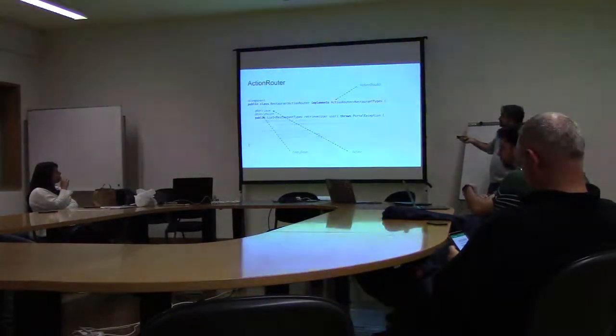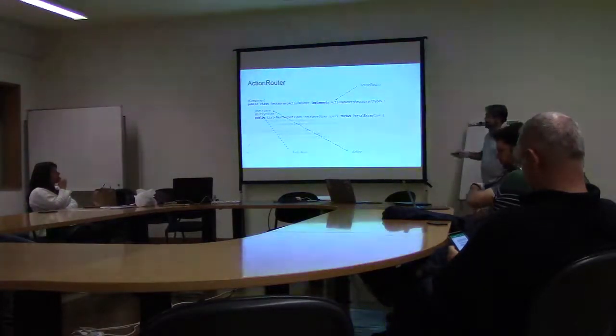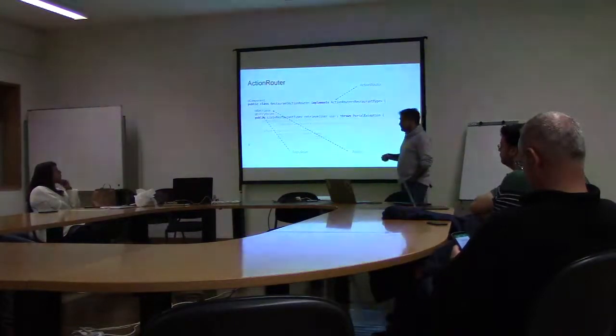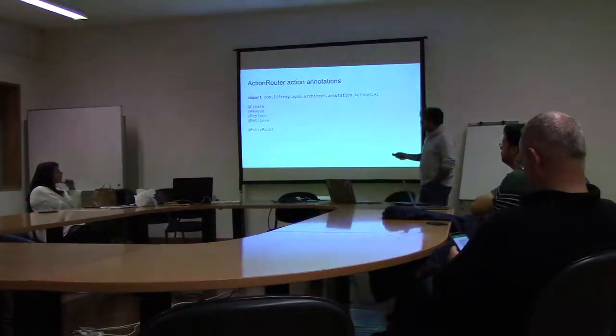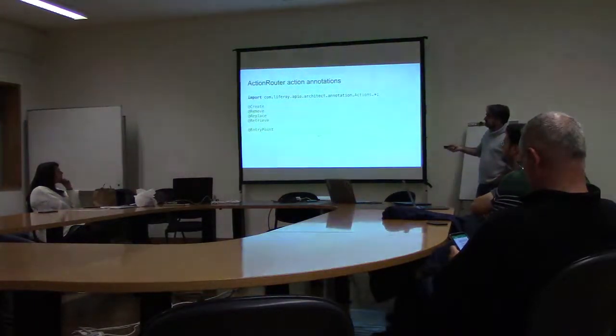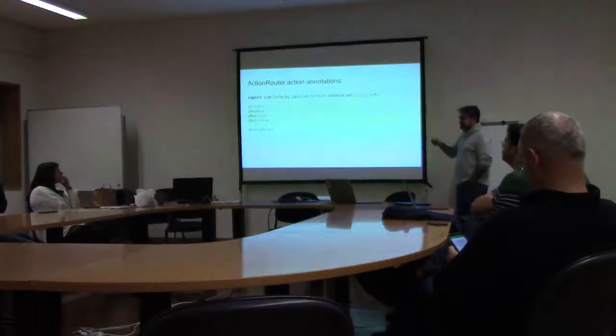We need to implement this interface, which is going to instruct Apio to create a new endpoint. These are the different annotations that we could use: create, remove, replace, retrieve, and the entry point for specifying that this is a main resource.